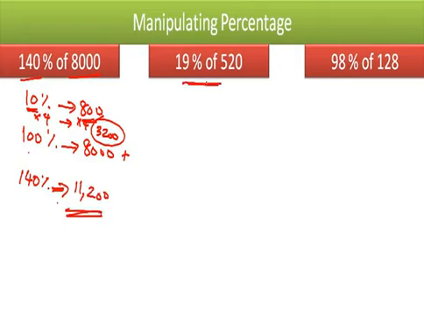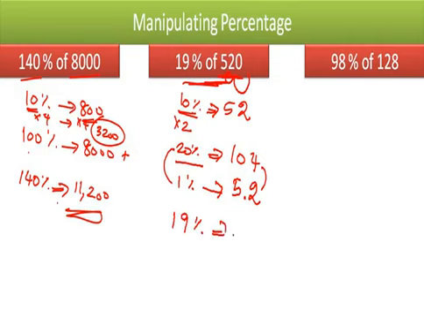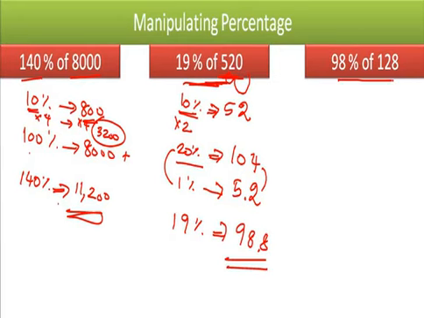19 percentage of 520. So what is 10 percentage of 520? We know that it's 52. So what is 20 percentage? Times it with 2. So 20 percentage is going to be 104. Now to get 19 percentage from here, remove 1 percentage. So what is 1 percentage of 520? Shifting the decimal point 2 places to the left, we are going to have 5.2. So subtracting these two terms, we are going to get 19 percentage as 98.8.